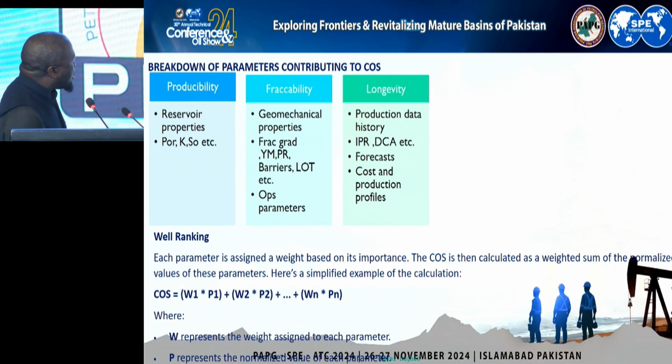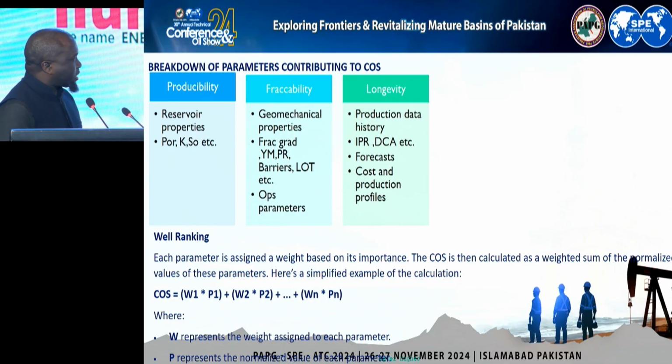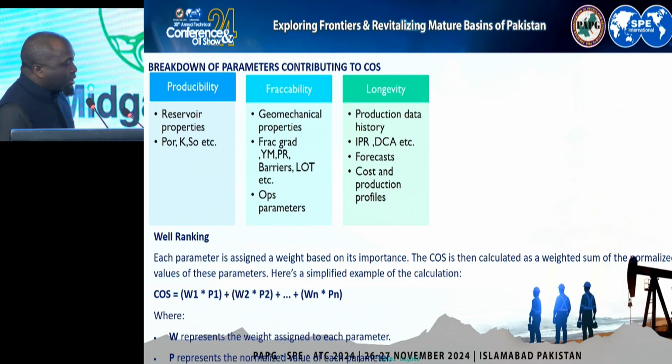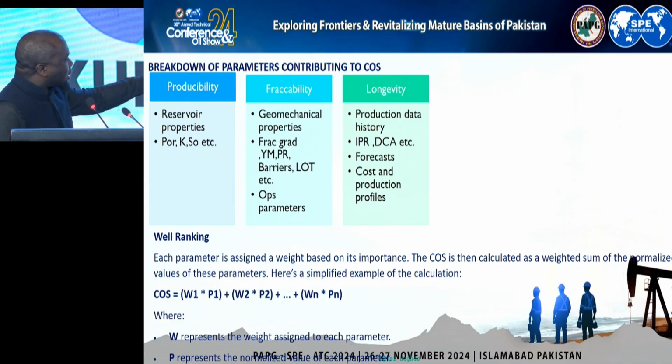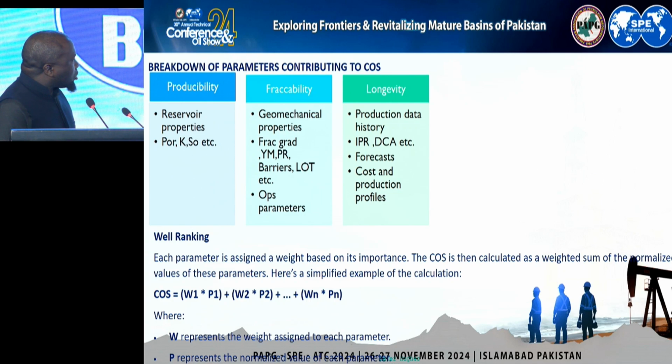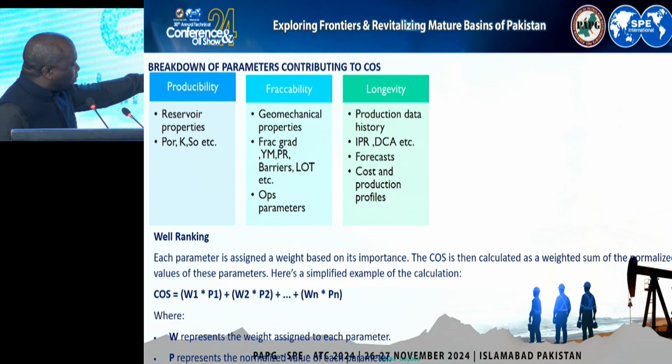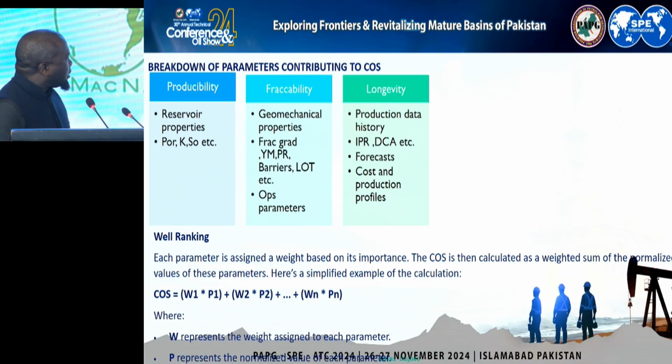Okay, so this is a breakdown of the parameters you utilize to select your candidate. The first is producibility, where you look at the ability of your reservoir to produce hydrocarbons. Then frackability, like I mentioned, how can you pump into your formation? You need your geomechanical model, which is very important. You need your frac gradient, your barriers. And then the longevity, where you look at the production forecast and production curves.